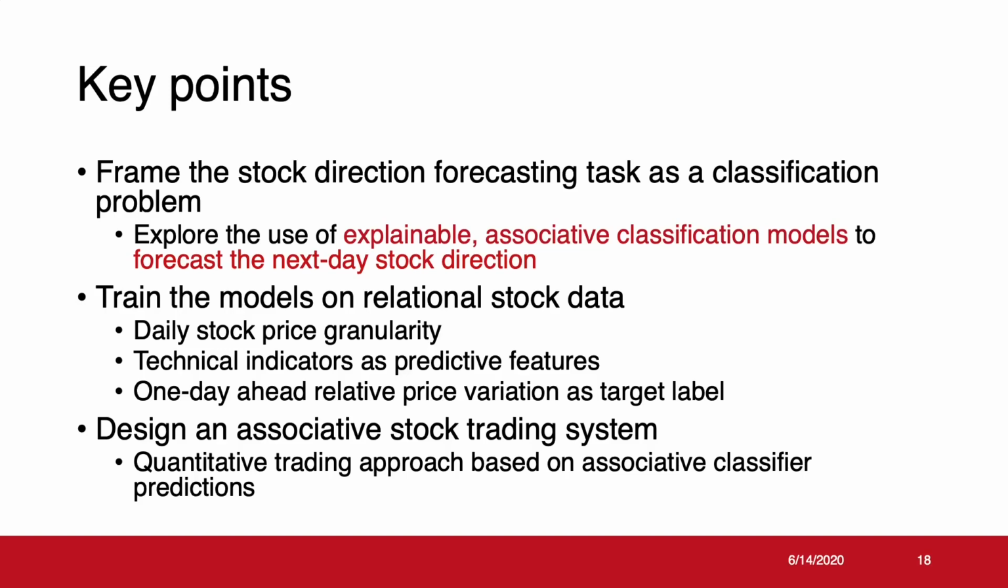We train the models on relational stock data, and specifically we process the daily stock prices to obtain technical indicators. Next, we use them as predicted features for modeling the current market state. As said before, our target is the one-day ahead relative price variation. The model's predictions are then exploited to operate the stock market. Again, let's break the process down and begin from the data preparation.